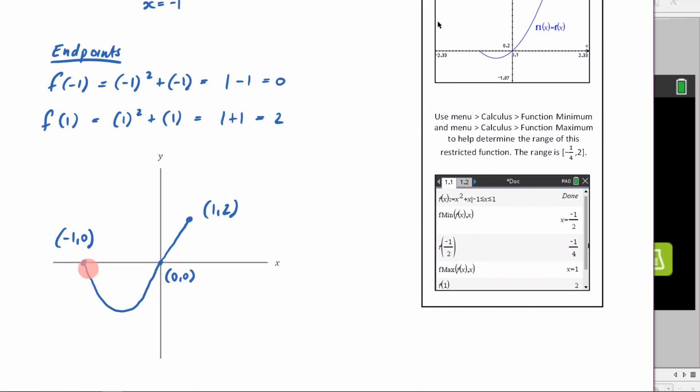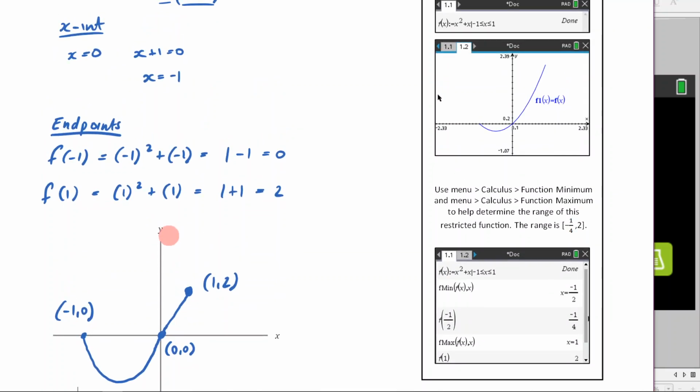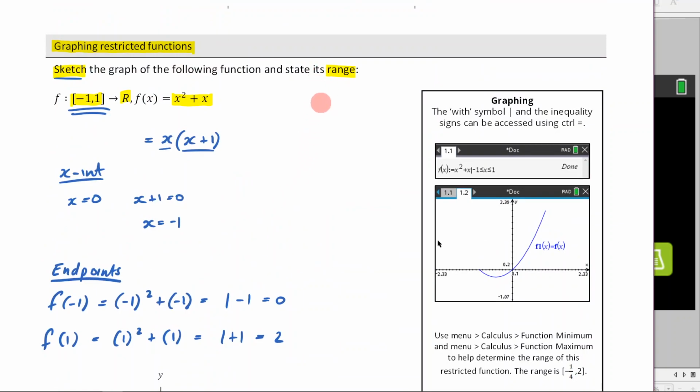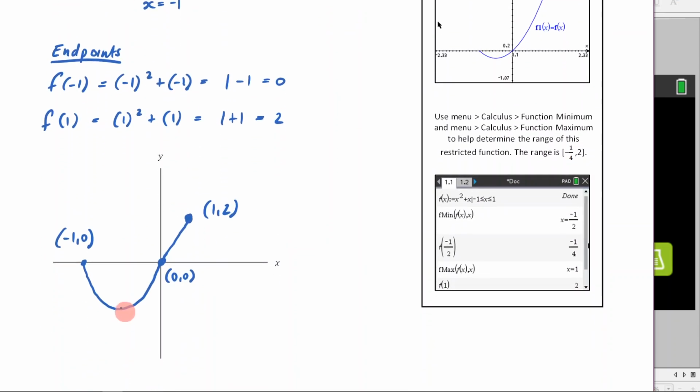So not the prettiest looking graph, it should look a bit smoother, but we're going to have to live with it. There we go. I have given this a nice sketch, but it says I need to state the range. Now, remember, what is the range? The range is all the possible y values. So to find that, I'm going to have to consider what my turning point is going to be, because my y values are going to go from there all the way up to here, which is 2. So I need to figure out what this is.